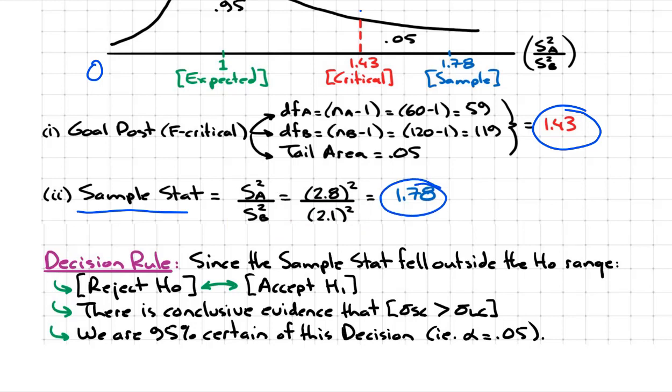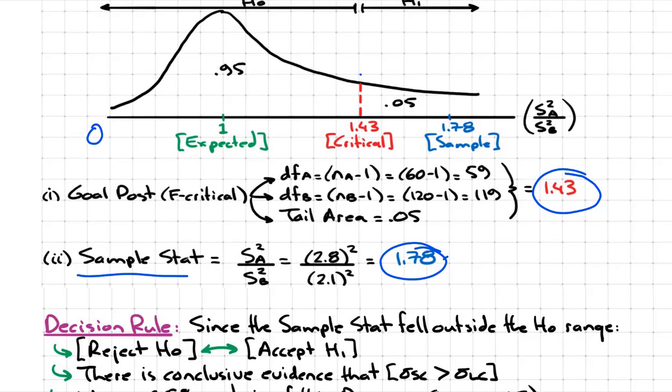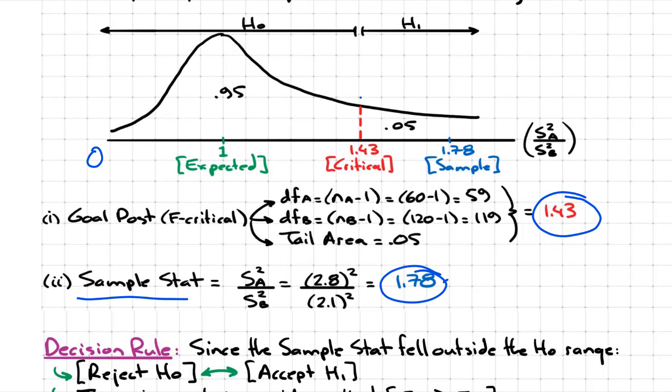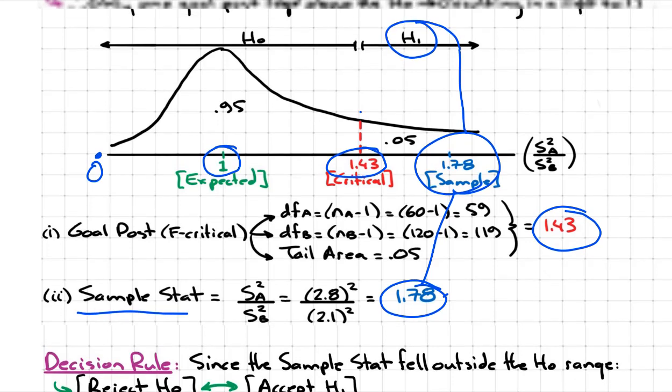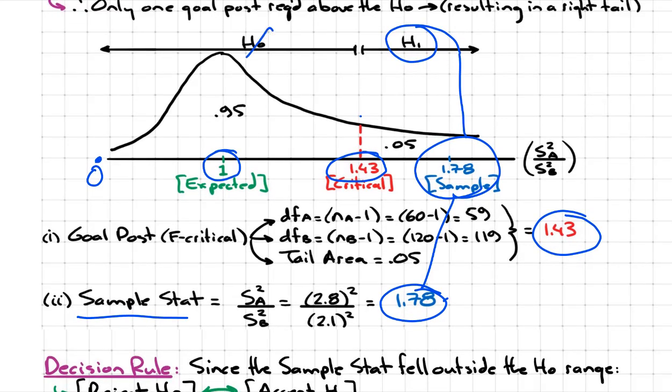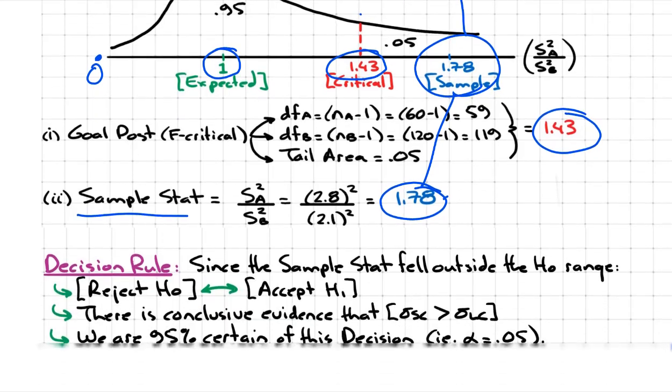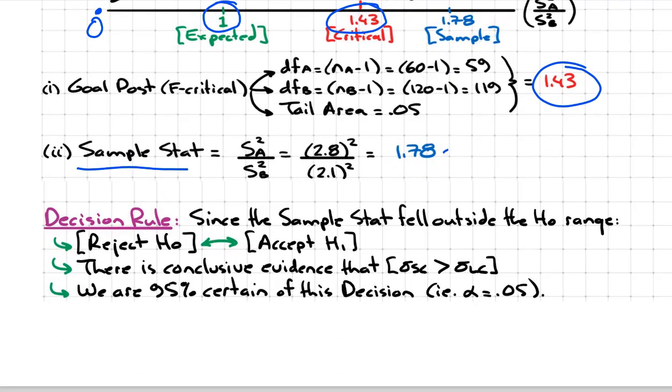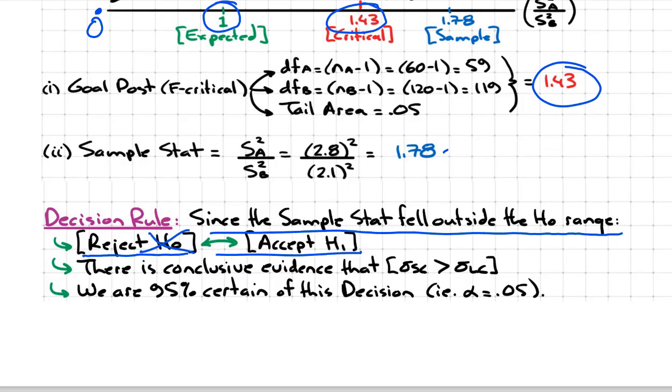So let's have a look at our distribution and see where this 1.78 lies. Again, look at your key points here. That here is 0. This is 1. The goalpost is at 1.43, so 1.78 must be somewhere there. And when you look up, you say, oh, that is alternative territory. So what are you going to do with the null? You're going to reject it. That's the decision rule. Since the sample statistic fell outside the null range, we reject the null, and therefore we accept the alternative.